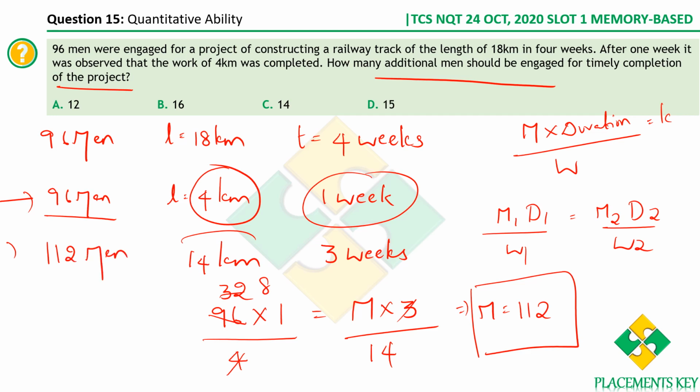Now what does that imply? It implies that they've recruited more men. How many more? From 96 it is now 112, therefore they have recruited 16 more men to finish the task in the given time. So the answer is option B. I hope this question is clear for everyone.